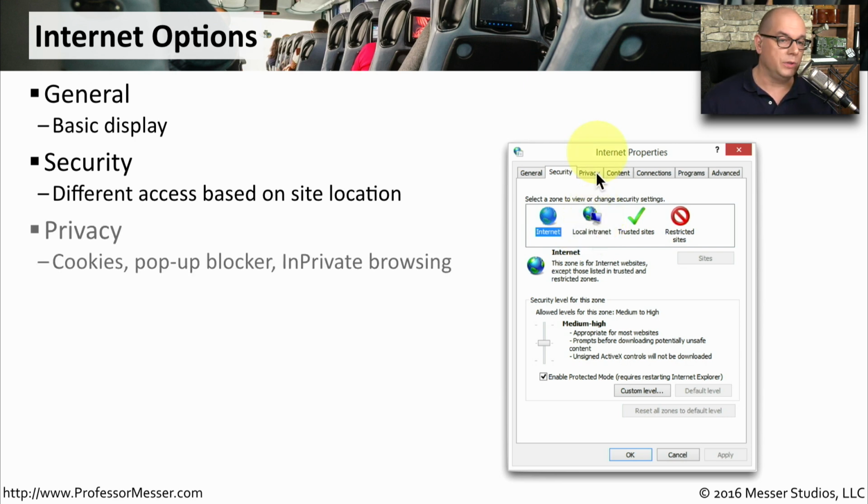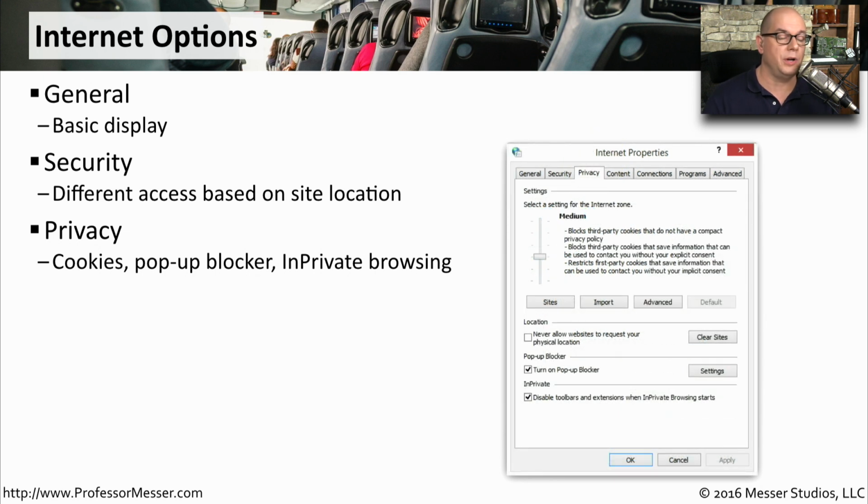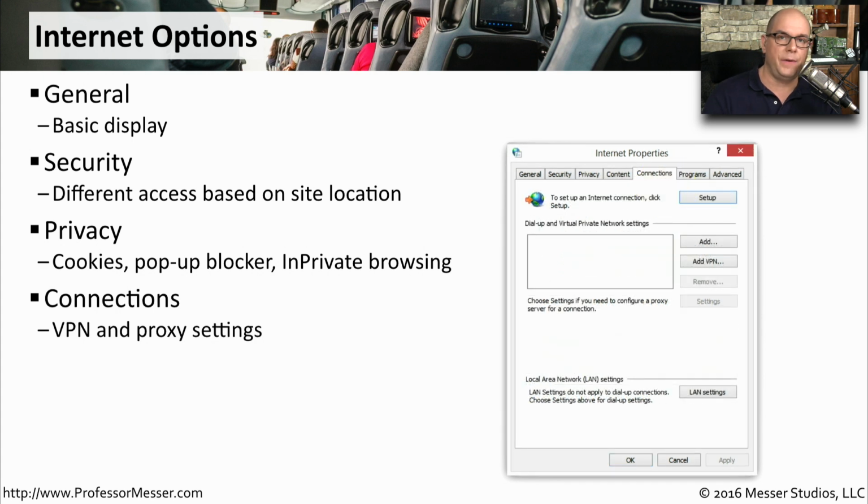The Privacy tab will take you to a view that shows you information on how cookies are handled, if you'd like to enable or disable a pop-up blocker, and how you would set up your in-private browsing for doing anonymous browsing over the internet. If you're working on a larger network, you may want to click the Connections tab and make any configuration changes to match a VPN or proxy configurations on your network.